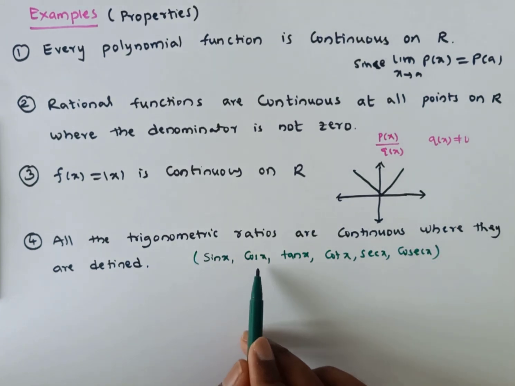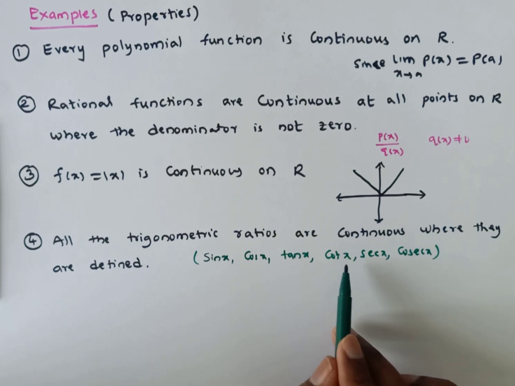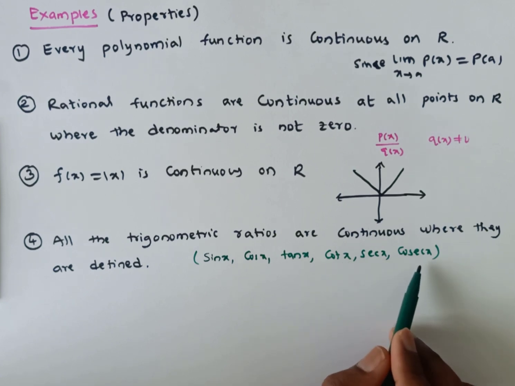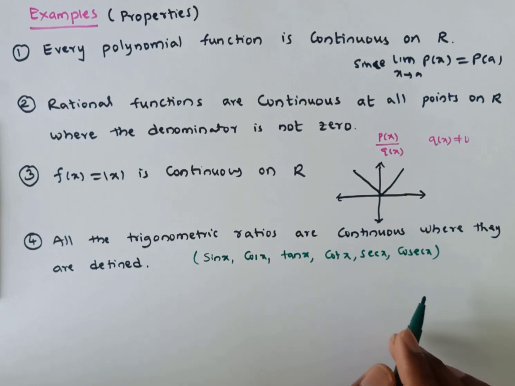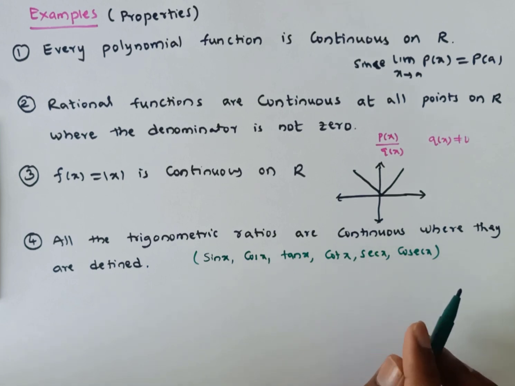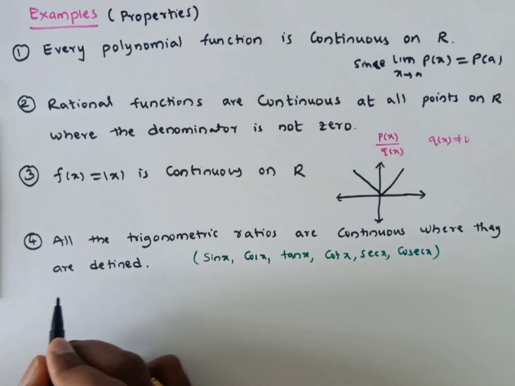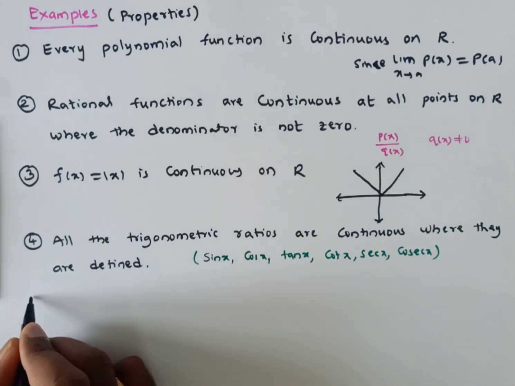So sin and cos are continuous everywhere. Tan and secant are continuous everywhere except odd multiples of pi by 2, and cot x and cosecant x are continuous everywhere except integral multiples of pi. Because at integral multiples of pi, cot x and cosecant x are not defined, so that's why it is not continuous. So all the trigonometric ratios are continuous on their domains. So remember this point.